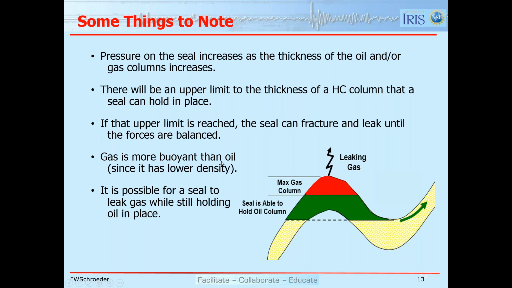Gas is much more buoyant than oil because it's got a much lower density. And so it is possible for a particular seal to leak gas while it can hold the oil in place. So in the diagram here, what I'm trying to represent is that if we add more gas, it will leak through the top seal because the gas column height is sufficient to allow it to break through, but oil would not leak through this seal. It would spill at a synclinal spill point.